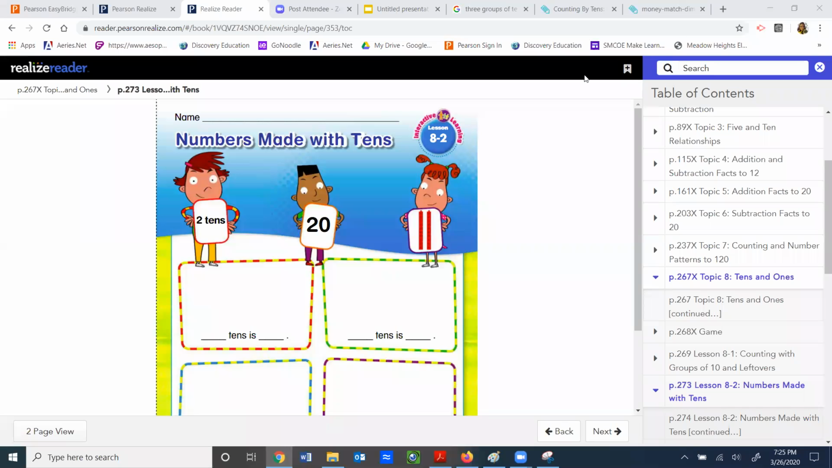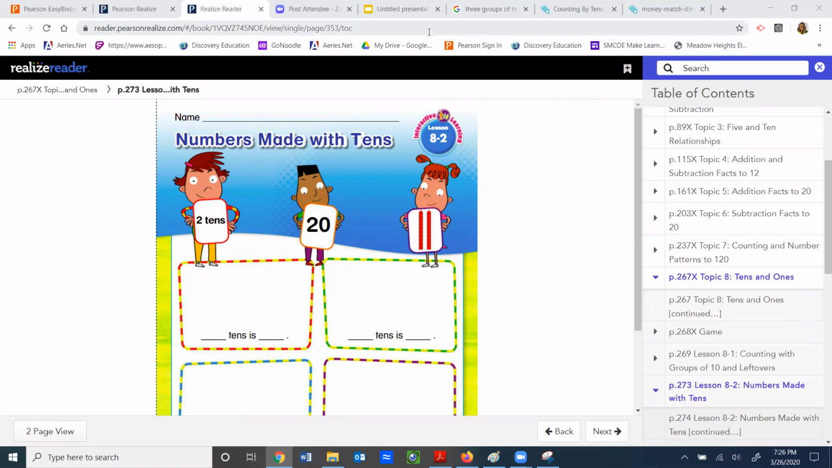Hello students, today our lesson is 8-2, numbers made with tens. So you have practiced counting in groups of 10, and today you are going to practice counting groups of 10 up to 100, and we're going to practice telling how many.